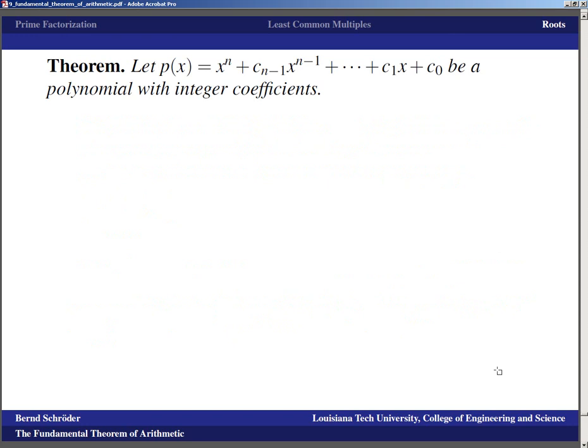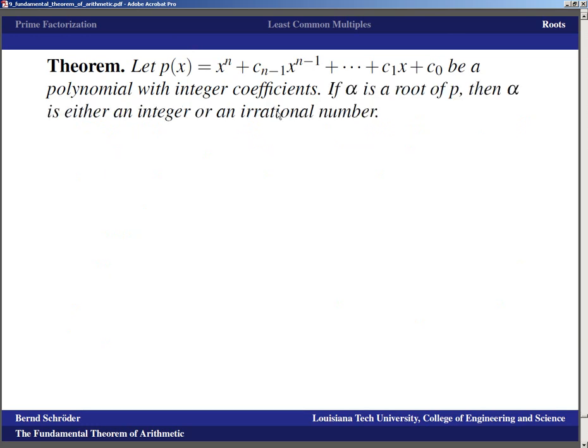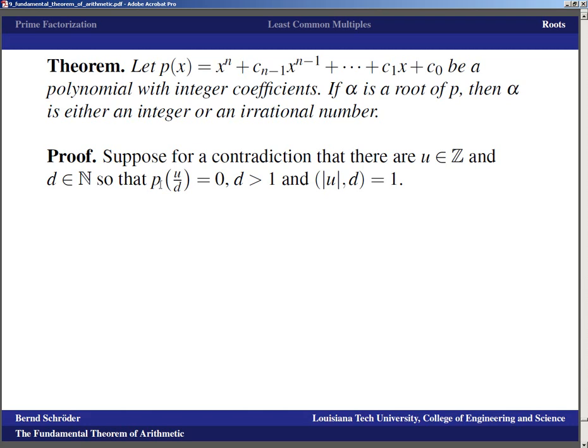Okay, so now, finally, let's take a look at a polynomial where the leading coefficient is 1, and then we've got more coefficients c_{n-1} through c_0. The coefficients are integers. If alpha is a root of p, then alpha is either an integer or an irrational number. Well, the proof is by contradiction. So, suppose for a contradiction that there is a u that is an integer and a d that is a natural number, so that p of u over d is 0 and d is greater than 1, and the absolute value of u and d are in lowest common terms.